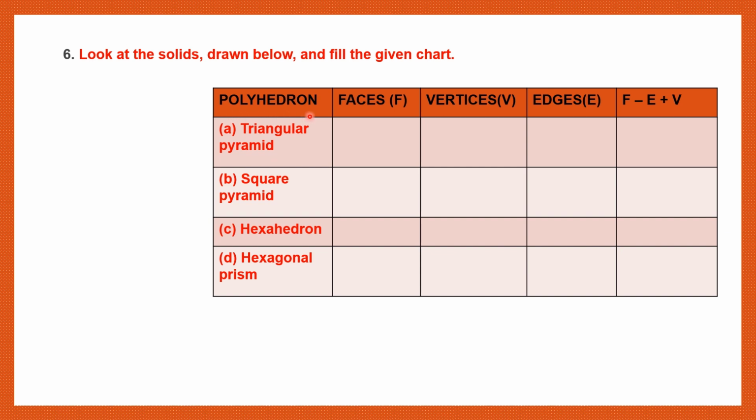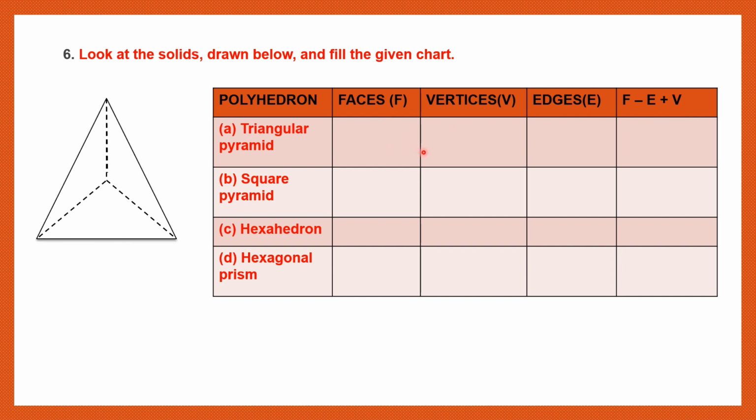We have polyhedrons. So these are the different polyhedrons: a triangular pyramid, a square pyramid, a hexahedron, and a hexagonal prism. Now we have to write how many faces there are, how many vertices there are, how many edges there are, and this is called Euler's formula. This will give us the answer 2. So we have to check this to see whether the answer is 2. So let's begin with the first one.